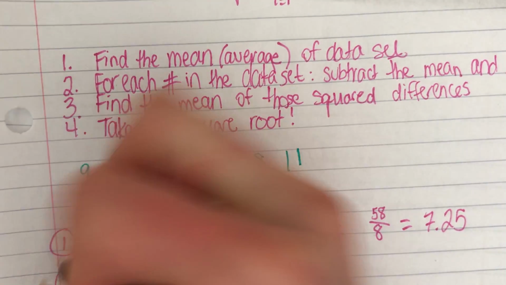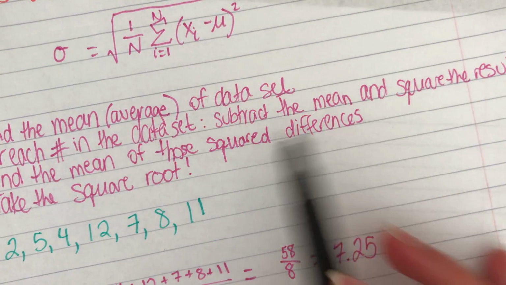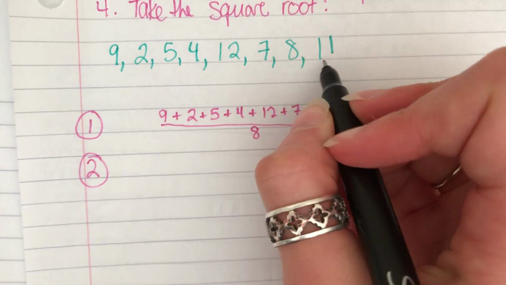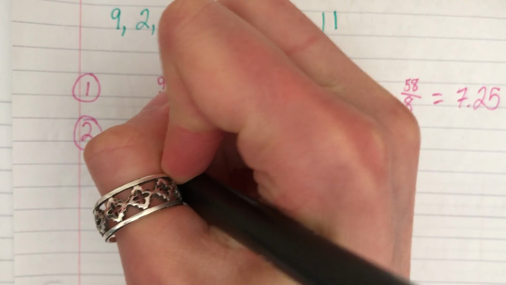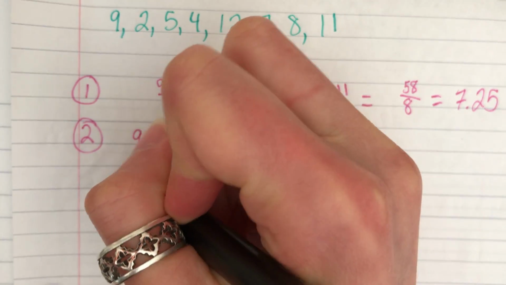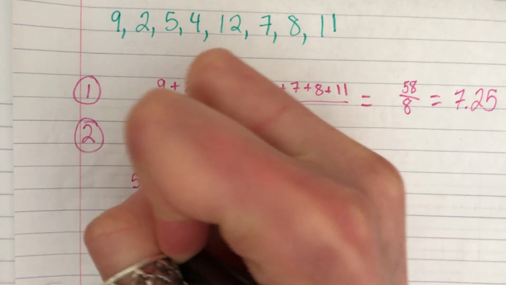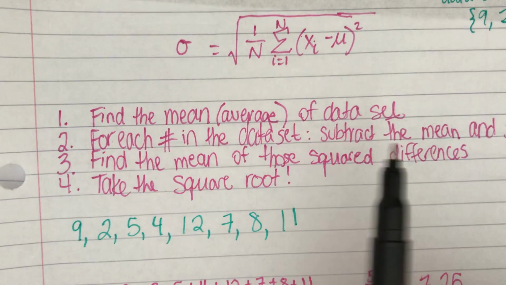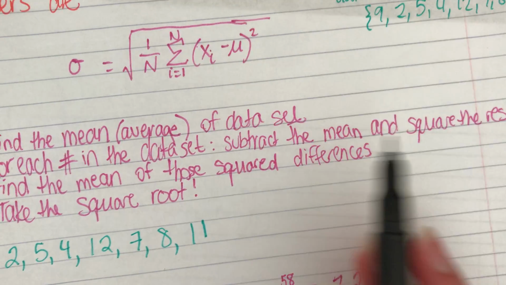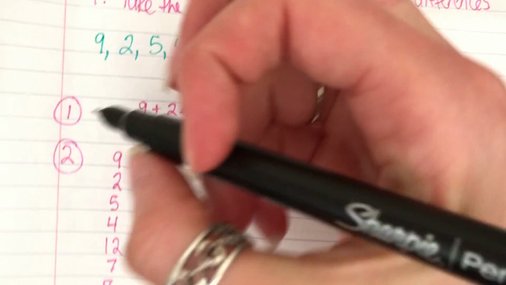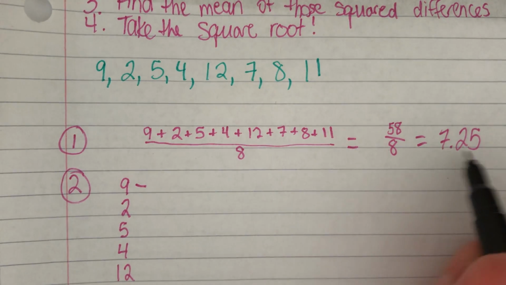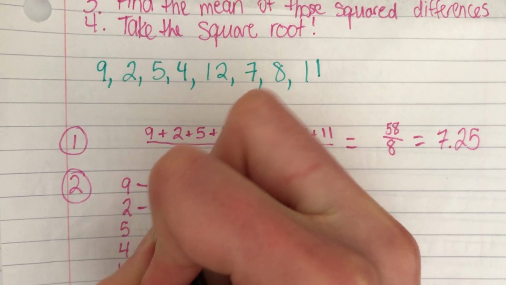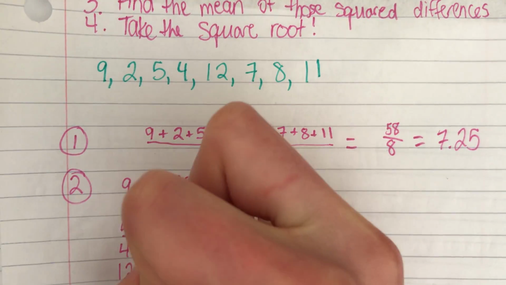So for step 2, it says for each number in the data set, subtract the mean and square the result. So we're going to be looking at each number in the data set individually. So I'm going to go ahead and list them out again right here. I'm going to draw them vertically or up and down, and you'll see why in just a minute. So for each of these numbers, I've been instructed to subtract the mean and then square the result. So first, subtract the mean. We found the mean. It's right here, 7.25. So I'm going to want to go ahead and subtract 7.25 for each number.